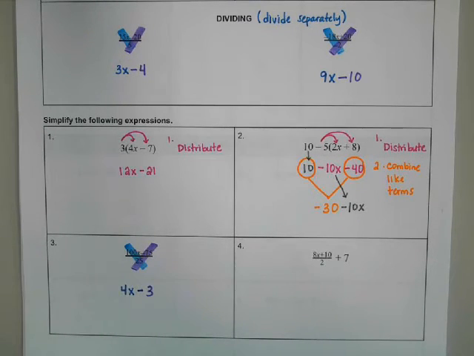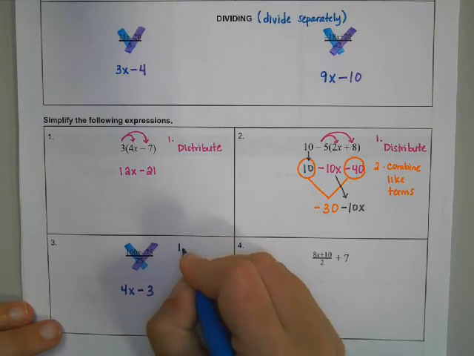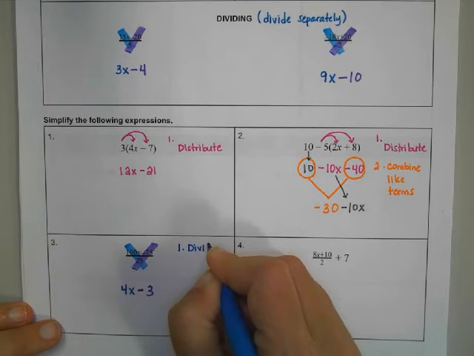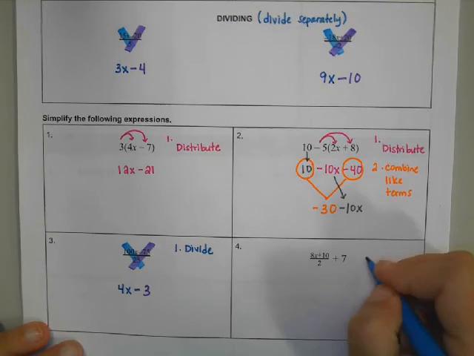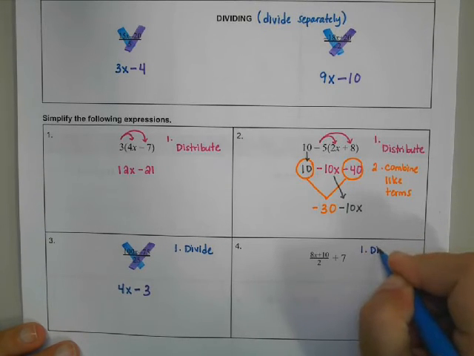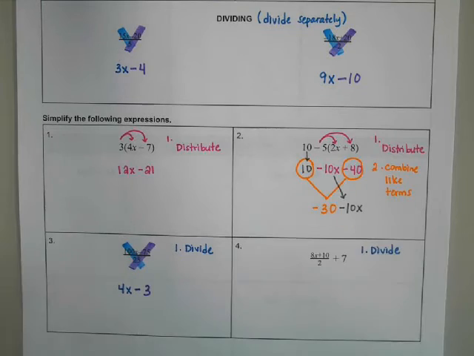Now I'm going to ask myself, is there anything else that I can do here? Is there anything I can do to simplify? Well, there are no like terms and there's nothing to distribute, so I'm done. That's the end. I've simplified my expression. In problem number 4, again, I'm noticing there's this big division problem. So my first step here is going to be to divide, but I'm going to divide each top number separately.